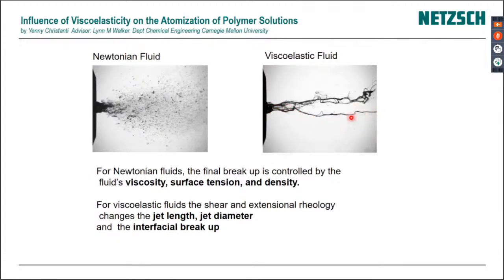This is an extreme situation where the material is just coming out like a string, really kind of like a cobweb, and it's not atomizing cleanly. So to have a cleanly atomized material, you need to have a lower viscosity, and also lower surface tension will help, or higher surface tension will help take it into atoms rather than to a string, and the density plays into it as well. And also for viscoelastic fluids, we can see the jet length, the jet diameter, and the interfacial breakup. So if you know the shear and extensional rheology, you can calculate these things.